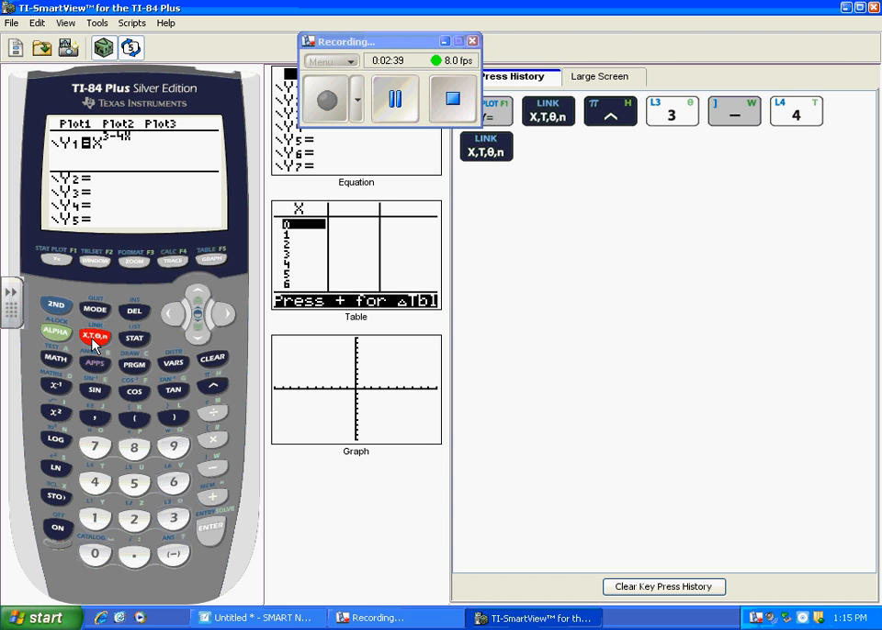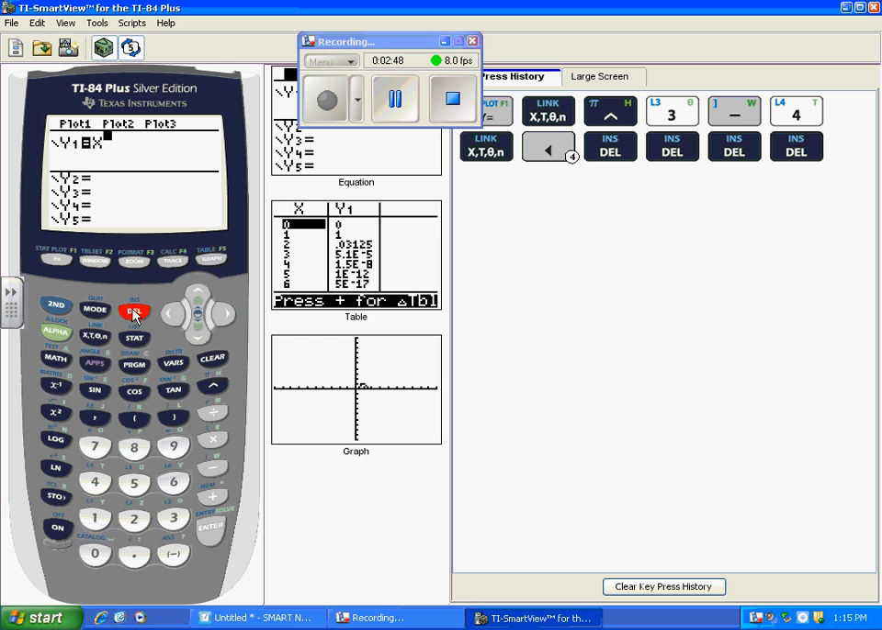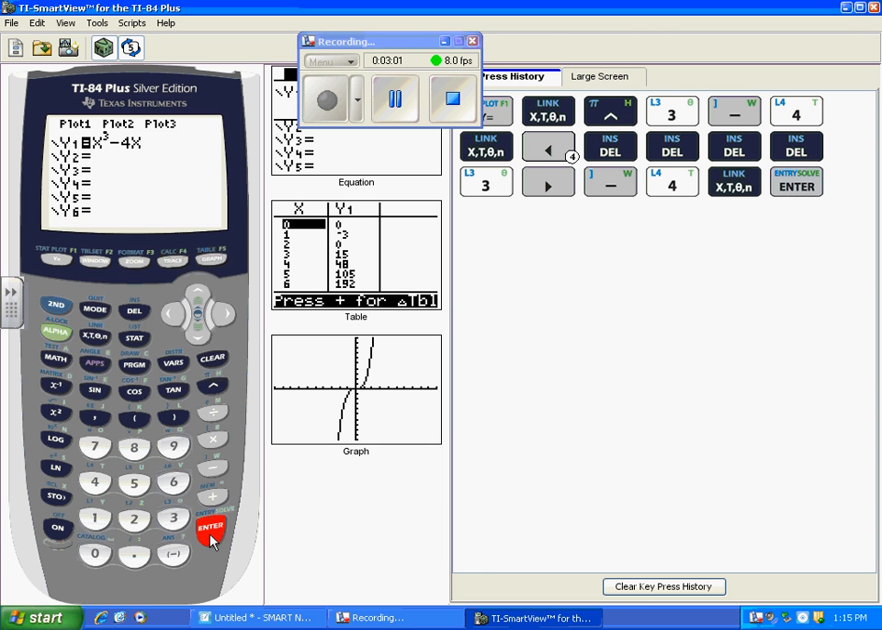Oops. Be careful. I'm glad I made this mistake. Be careful with the TI-84. If you have a newer operating system, you have to hit the right arrow to get out of an exponent. So I hit the 3, and then I hit the right arrow, and that gets me out of the exponent. Minus 4x. So here we go. I hit enter. I take a look at it. It looks the way I want it to look.